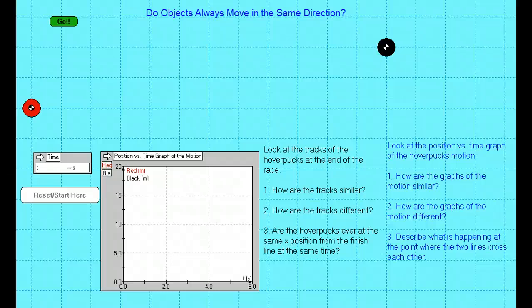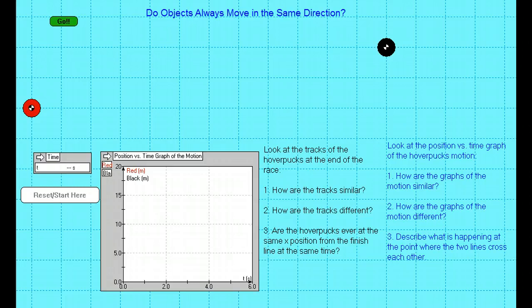Okay, this is the third and final of our Hoverpuck simulations, and it brings in a critical concept that we'll have to deal with if we're going to thoroughly describe the motion of objects. And that is that things don't always move in the same direction. In our first two races, all the pucks were moving toward the same finish line. But motion doesn't all have to be toward the same point. Things can move in different directions.